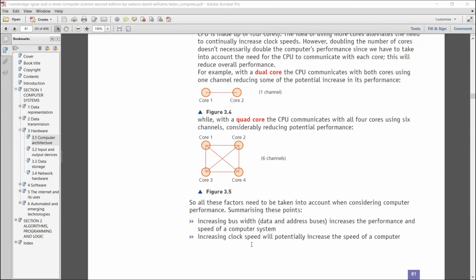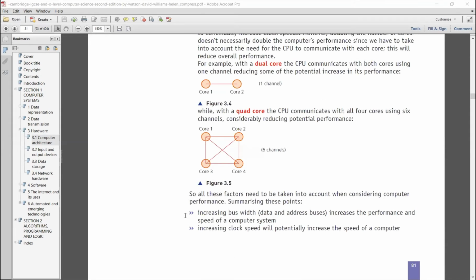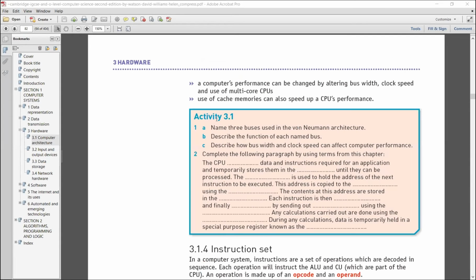Yes. And this is summarized here also. So you can talk about the same summarized here: increasing the bus width and increasing the clock speed. Then altering the bus width and clock speed and use of multi-cores. And lastly is the use of cache. So these are the four factors on which system performance is dependent.